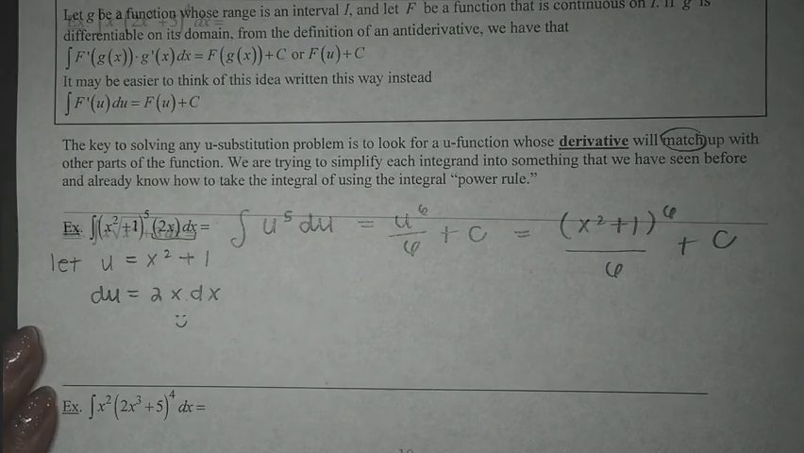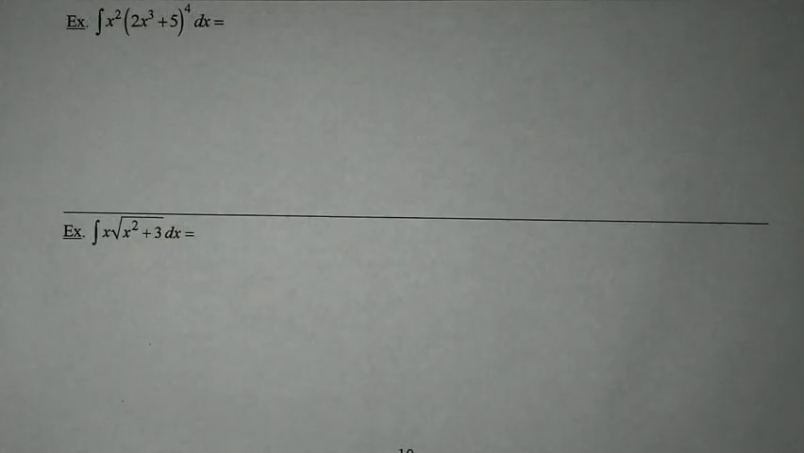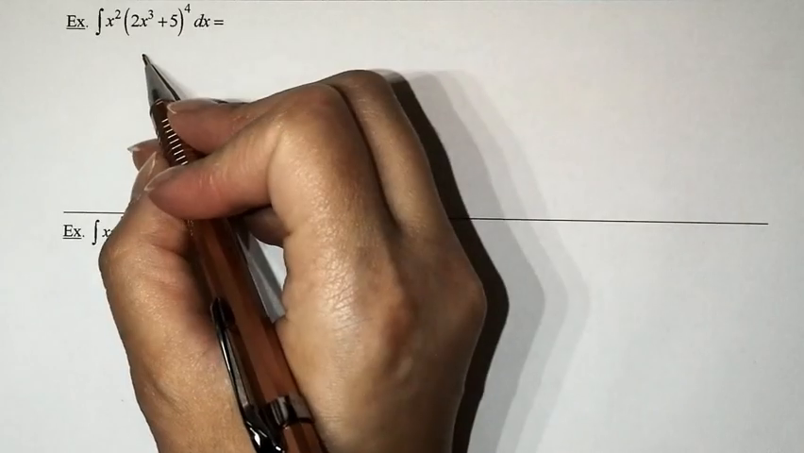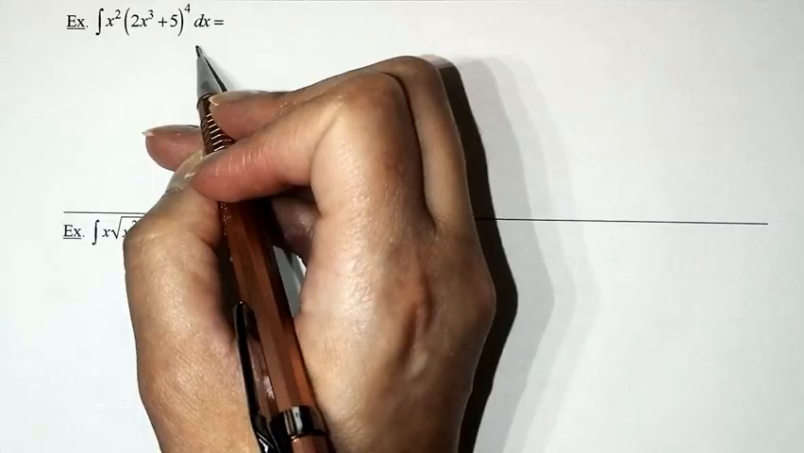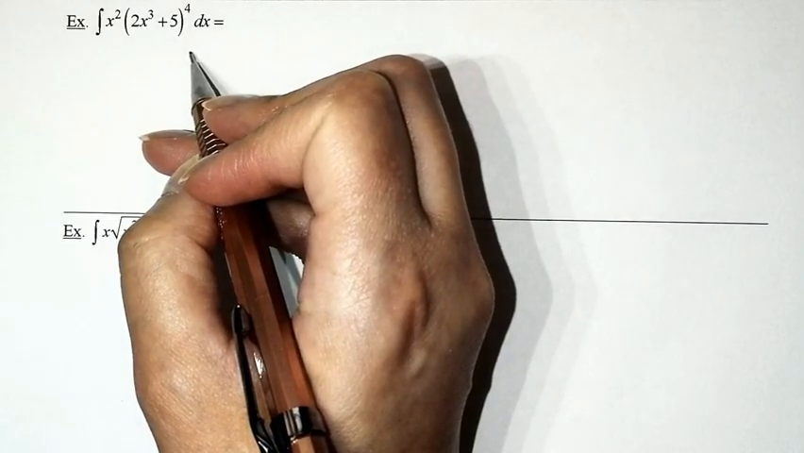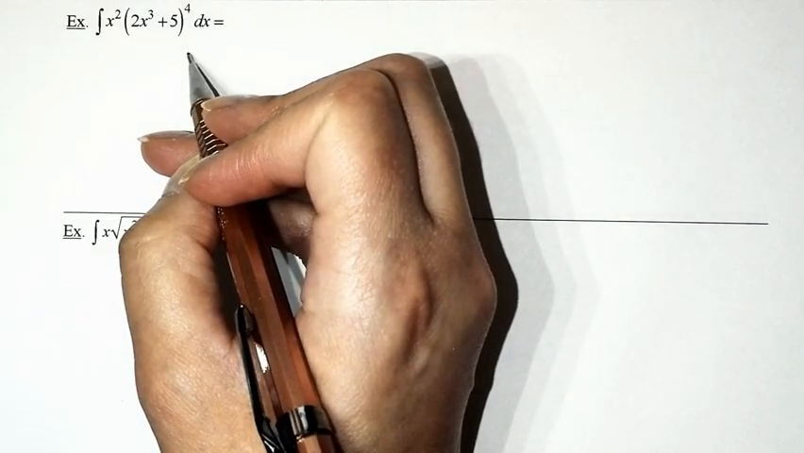Isn't that beautiful? For this example, what you have is the integral of x squared times (2x cubed plus 5) to the power of 4 dx. Now the first question that you are going to ask me is, okay, so what are we going to do?